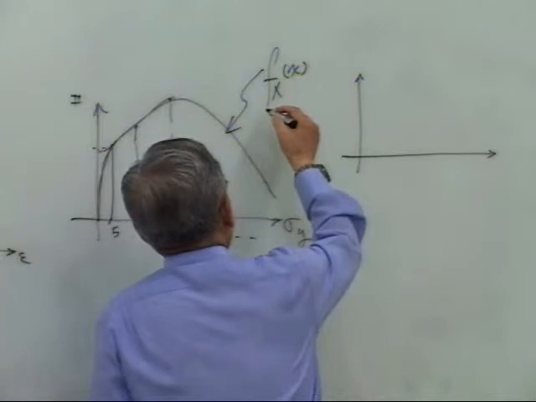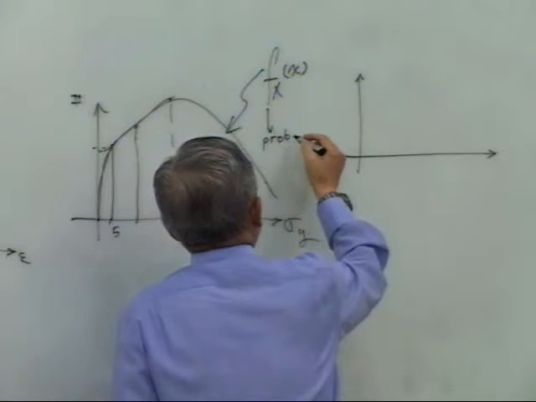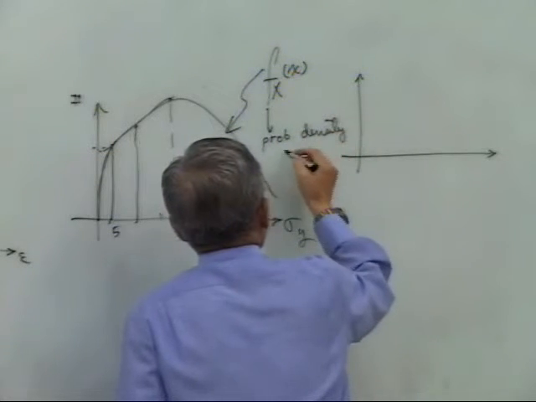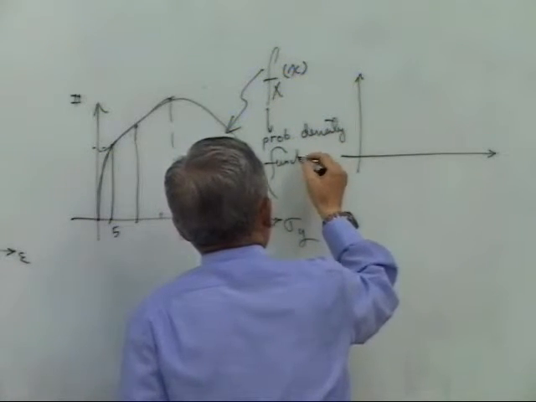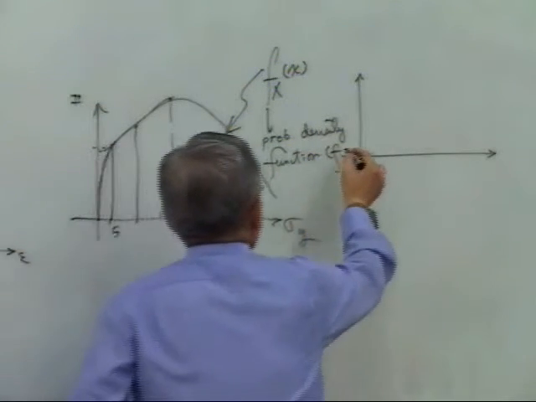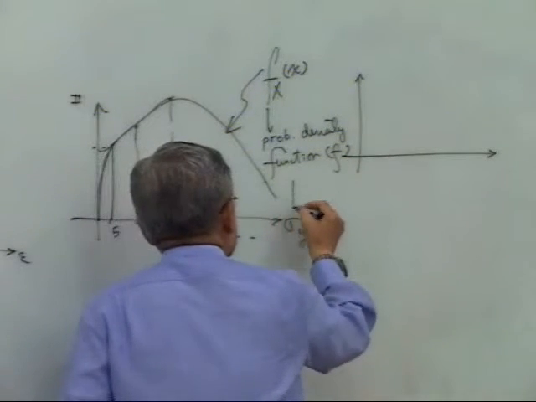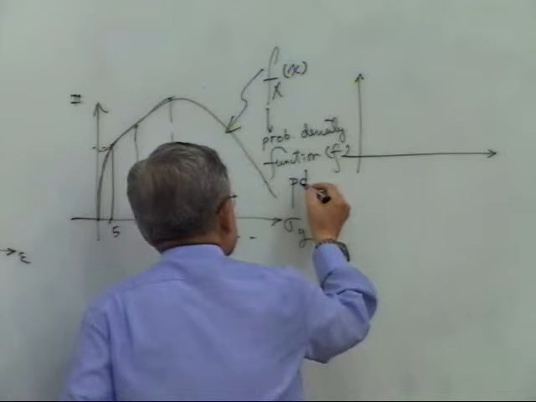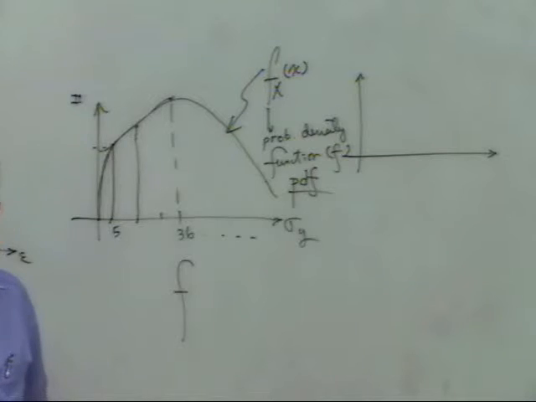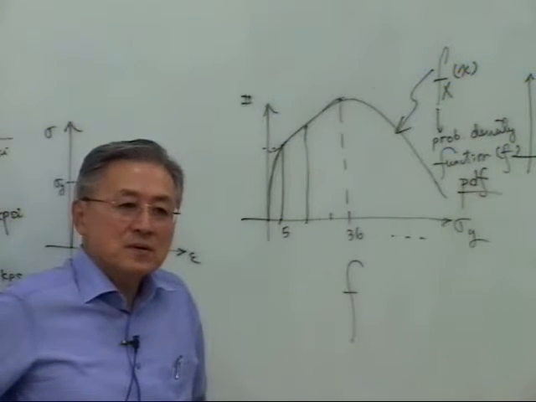So F, I'm always using as the probability density function. So here F is a probability density function. Probability density function, I'm going to just name it as a PDF. Probability density function. You know.